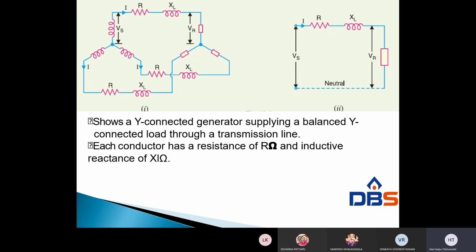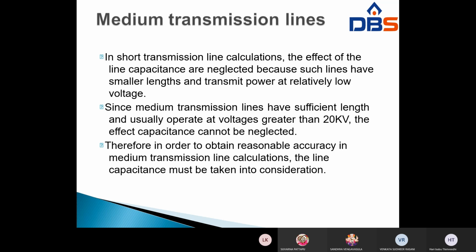Now first we have to calculate the per phase values, and then that may be applied to the three-phase system. The calculation can now be made in the same way as for the single phase line. So suppose you have to calculate for three phase, first calculate the single phase and then apply it to three-phase. So this is for the short transmission line, and next we go for the medium transmission lines.